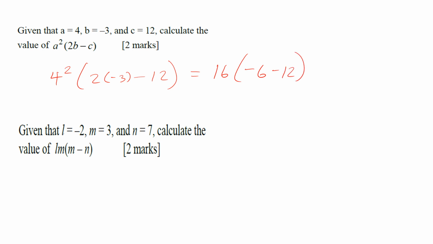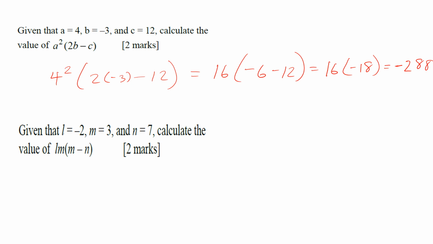Now inside the bracket, that's negative 6 minus 12. Negative 6 minus 12, that will give us negative 18. So that will be 16 times negative 18. Now 16 times negative 18 will give us a negative answer. And 16 times 18 will give us 288. So the answer to that question is negative 288.